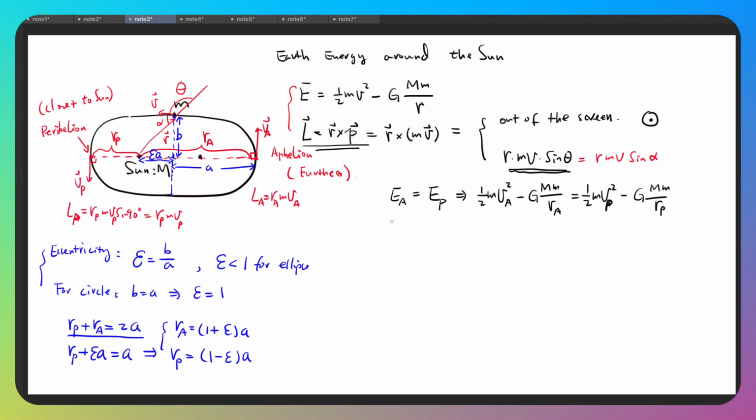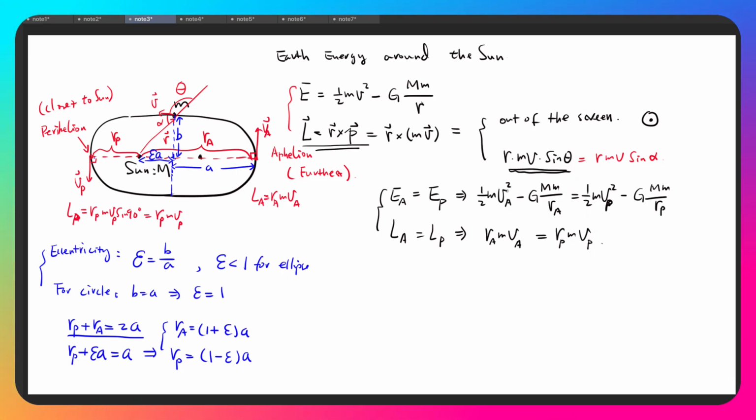So let me write down LA equals LP, angular momentum conservation. We have RA m VA equals RP m VP.